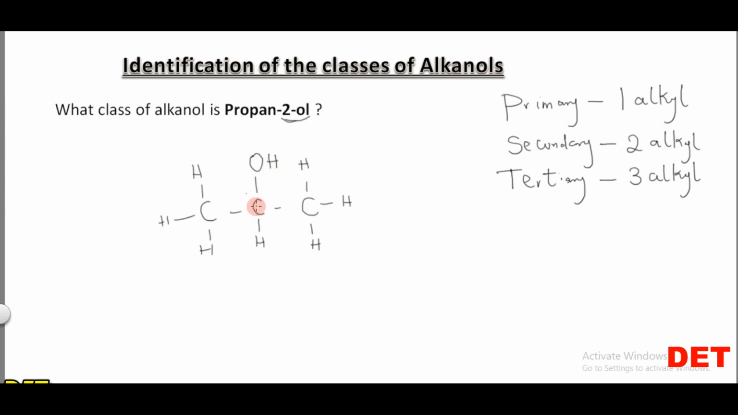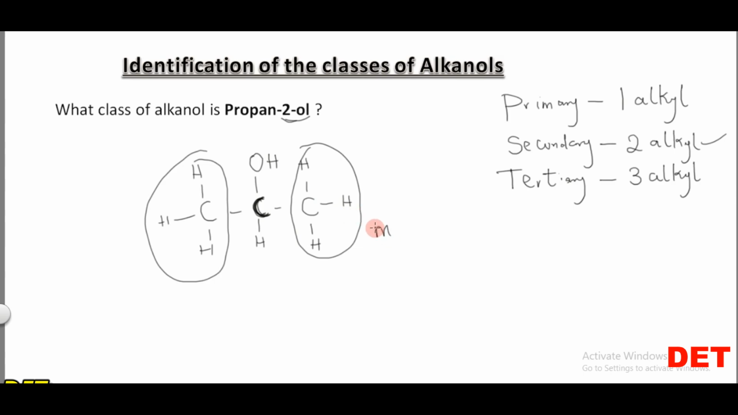So how many alkyl groups are surrounding the carbon atom bearing the hydroxyl group? This is the carbon atom bearing the hydroxyl group. This is an alkyl group. This is another alkyl group. So we have 2 alkyl groups attached to this carbon atom bearing the hydroxyl group. Therefore, this alkanol is an example of a secondary alkanol because it has 2 alkyl groups attached to this carbon atom bearing the hydroxyl group.